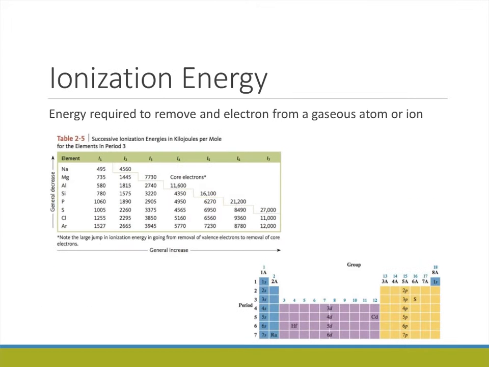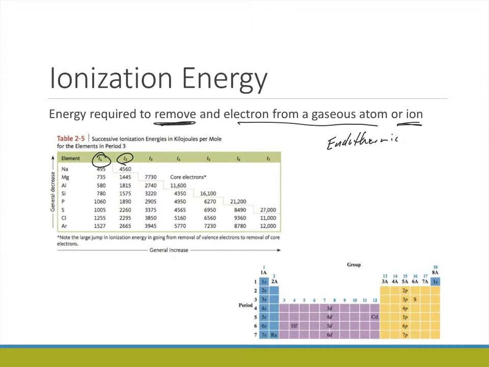So ionization energy. What is ionization energy? It is the energy required to remove an electron from a gaseous atom or ion. So if we pull an electron off, this is always going to be an endothermic process. It's always going to take energy. Now, we can pull one electron off, we'd call that ionization energy 1. If we pull a subsequent electron off, that would be ionization energy 2, and so on and so forth.